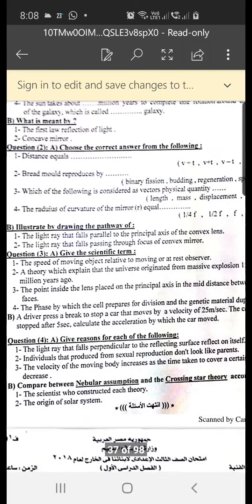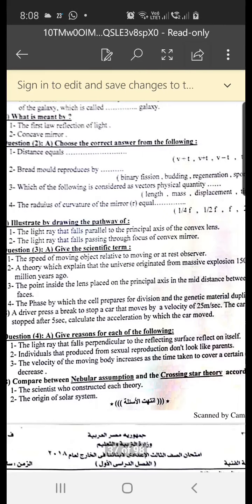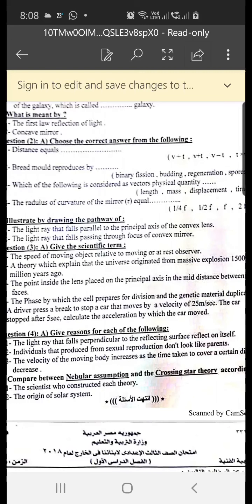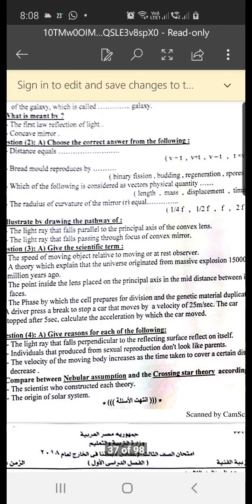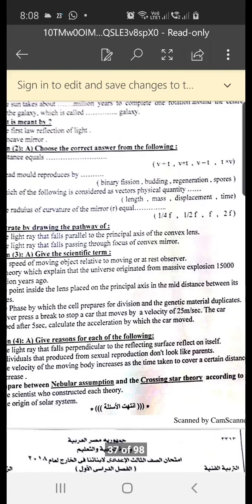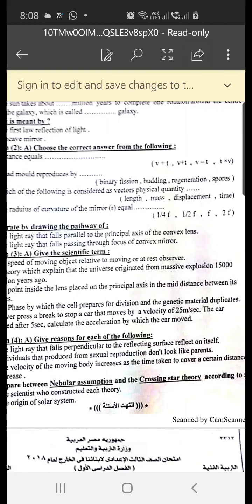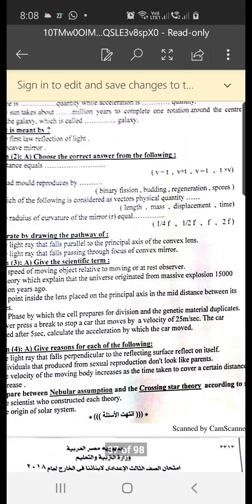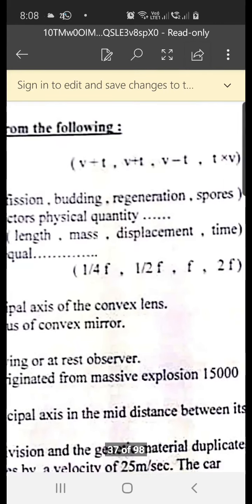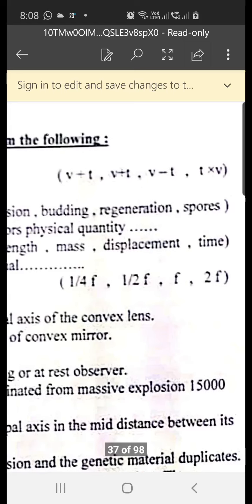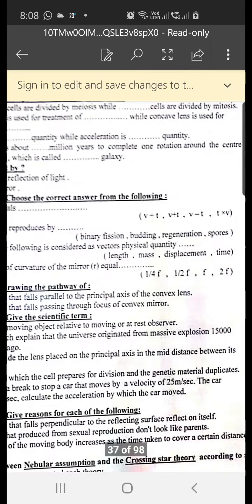Question number 2. Choose the correct answer from the following. The distance equals v plus t, v divided by t, v minus t, or t times v. The answer is, of course, t times v. D equals t times v.